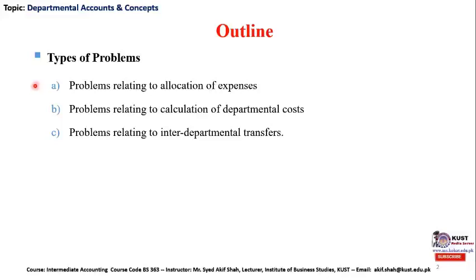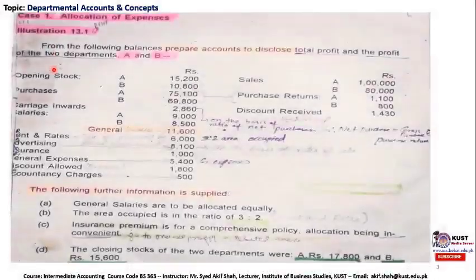So the emphasis of this lecture will be to address the first case, that is problems relating to allocation of expenses to different accounts. So in order to explain this phenomenon, or the first case, we have taken illustration number 13.1 as an example to discuss the allocation of expenses.